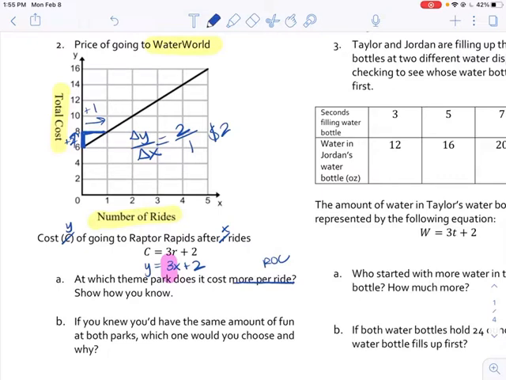So it costs more at Raptor Rapids. More at Raptor Rapids. And I kind of showed how I knew from the work that I showed on the graph. But it might be helpful to say it costs $2. It costs $3 instead of $2.